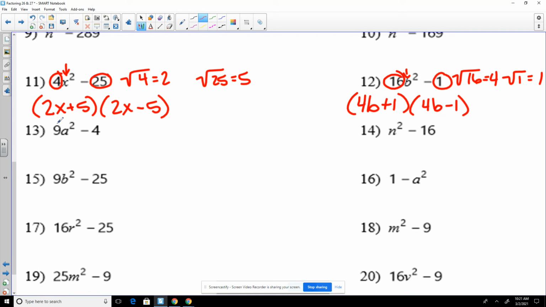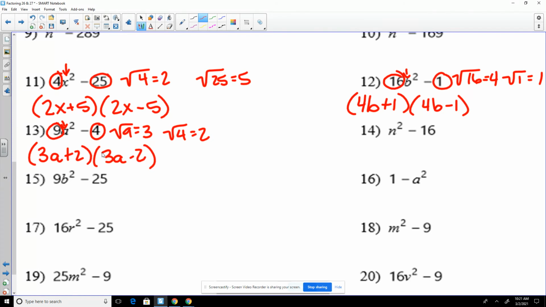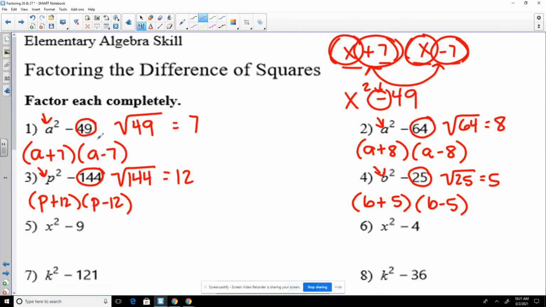Okay, I'll do one more like that. What's my square root of 9? The square root of 9 is 3. What's my square root of 4? The square root of 4 is 2. My variable is a. So my two binomials are going to be 3a plus 2 and 3a minus 2. Okay, so that is the difference of squares shortcut, when factoring difference of squares.